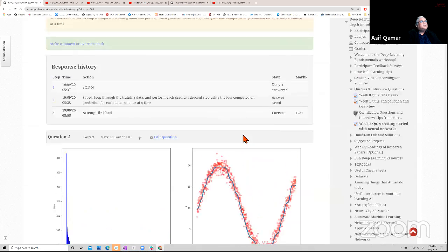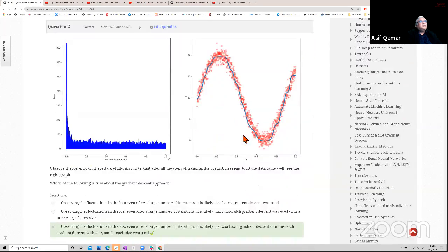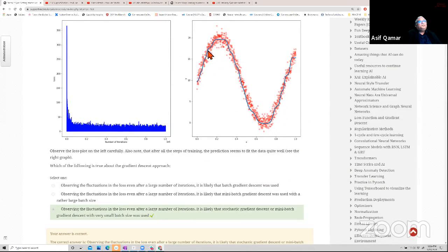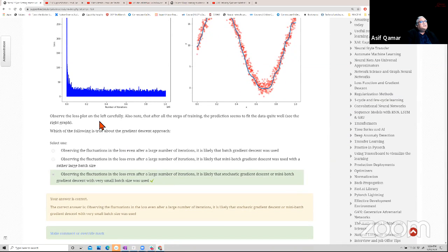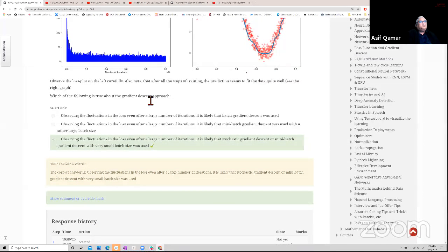This is a question that is sort of thought-provoking. You see that the model has fit to the data, though you could argue it has perhaps overfit to the data a little bit, but still. So you observe the loss plot on the left, and what do you notice? That the loss shows a lot of variation. It doesn't stabilize and stick to a low value, right? So what do you conclude from that?